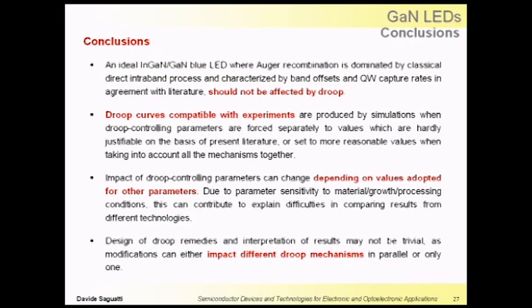And all of this analysis led to these conclusions. Both for the single quantum well and multiple quantum well devices, we noticed that an ideal InGaN blue LED, when using literature parameters for all the physical mechanisms, should not be affected by droop. So droop curves compatible with experiments can be obtained only when forcing a single parameter to extreme values or combining more than one parameter using more reasonable values. The difficult part is due to the fact that droop controlling parameters can change depending on different technologies and values adopted for other parameters. When we implement some technology modification, depending on the technology and the sources of droop, the response may be different. And so that's why the design of droop remedies and interpretation may not be trivial.